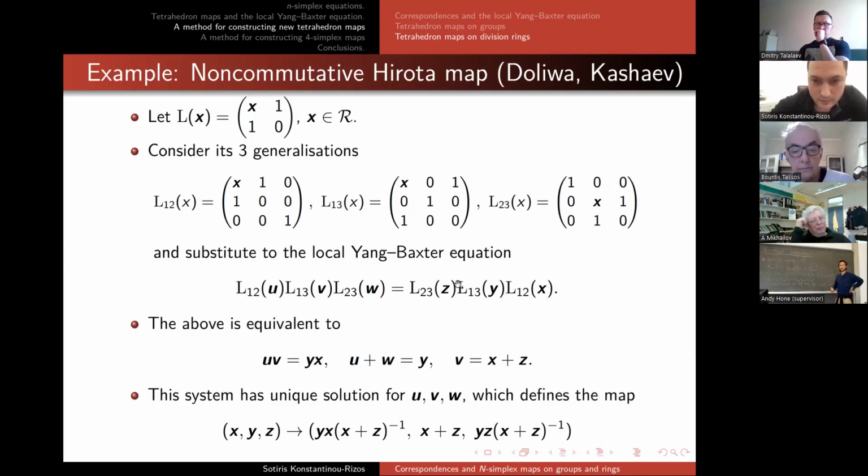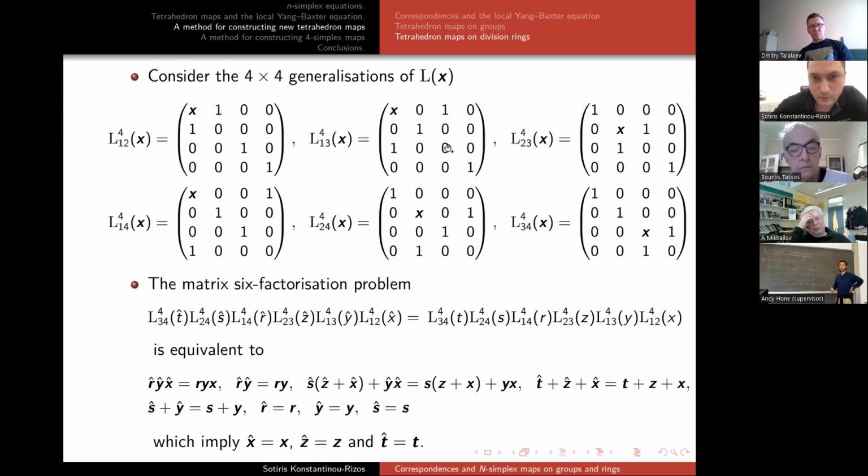So this local Yang-Baxter equation is equivalent to this system of equations. And this system has a unique solution for U, V, W. It defines the following map, which is the non-commutative Hirota map. So how do we check if this map is a tetrahedron map? You take the same matrix, L, and you consider its 4x4 generalizations.